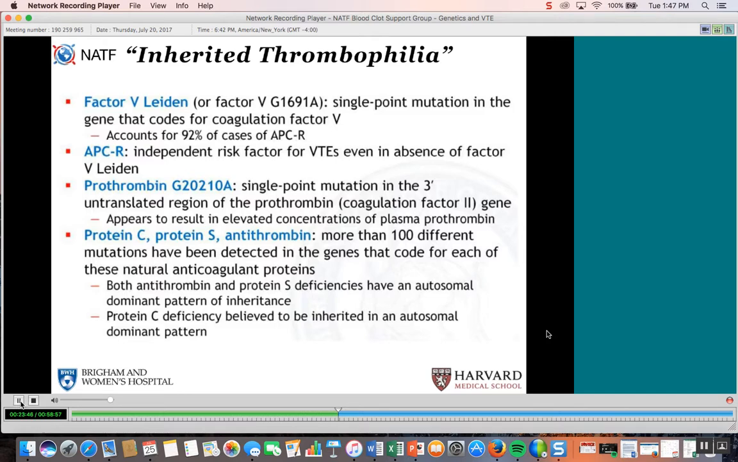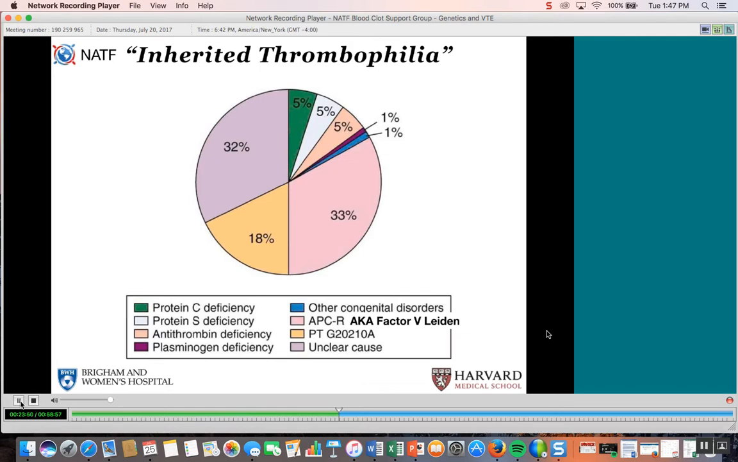Now, if we look at a group of people that have had a venous thromboembolism, about a third of them actually, and you can see it with the 33% in pink, have factor V Leiden. About 18% have the prothrombin G20210A. 32% really have an unclear cause. We can't find a known factor. About 5% have protein C deficiency, 5% have protein S deficiency, and 5% have antithrombin deficiency. And the other 2 are very unusual, very rare.